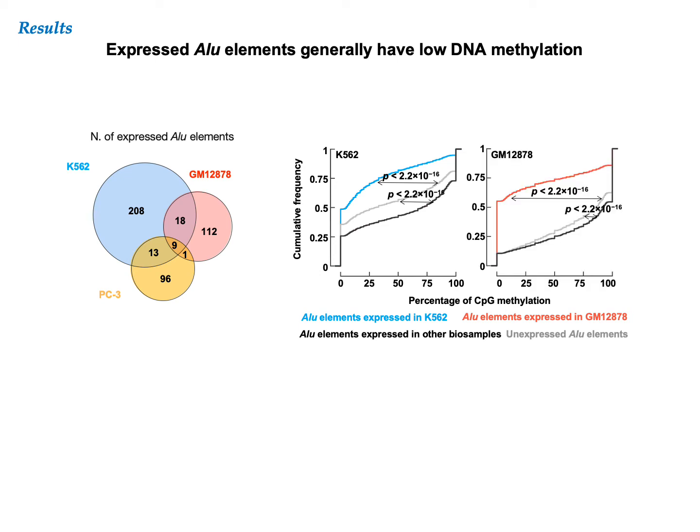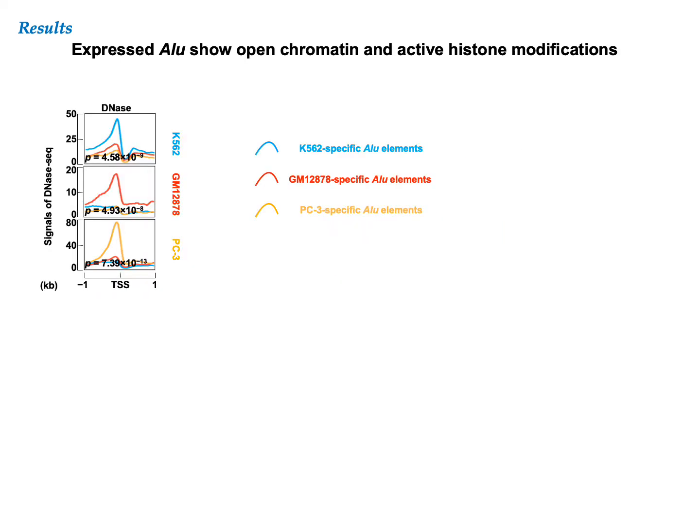We observed exactly the same trend with the whole genome bisulfite sequencing data in GM12878. The Alu elements specifically expressed in GM, illustrated by the red line, had a significantly lower DNA methylation than the elements not expressed in any sample, and the elements expressed in other samples.